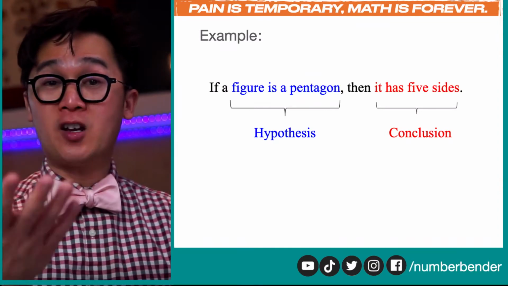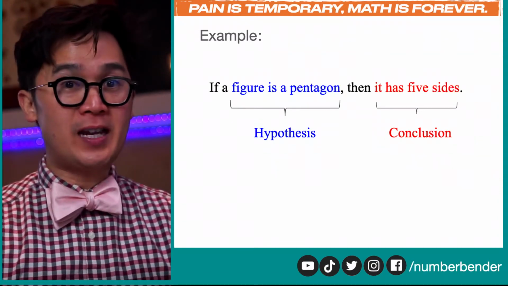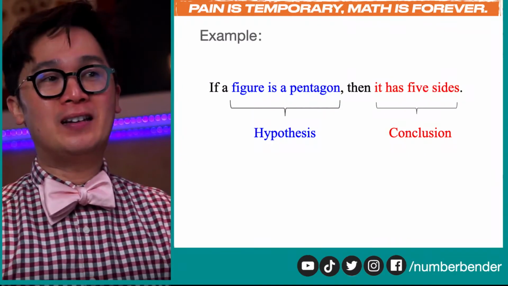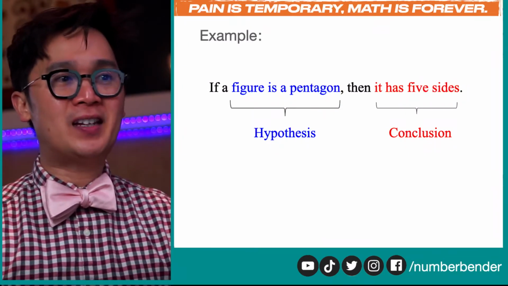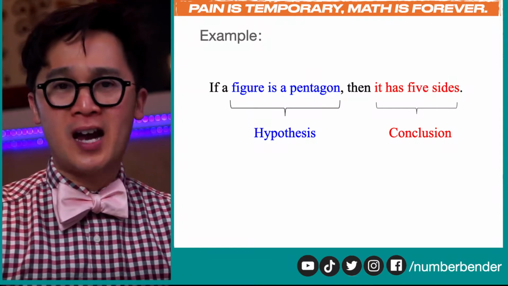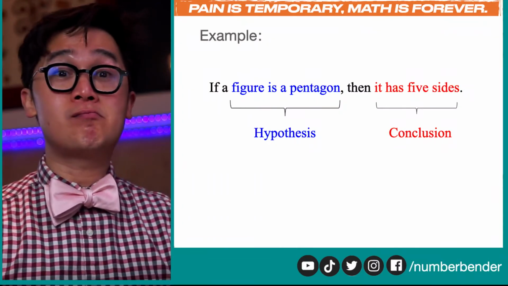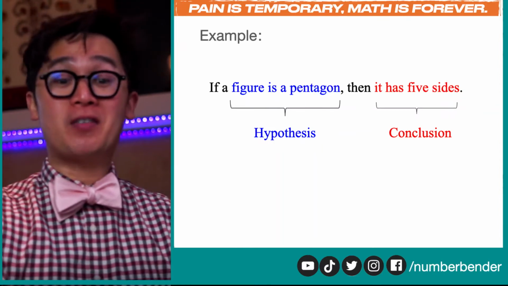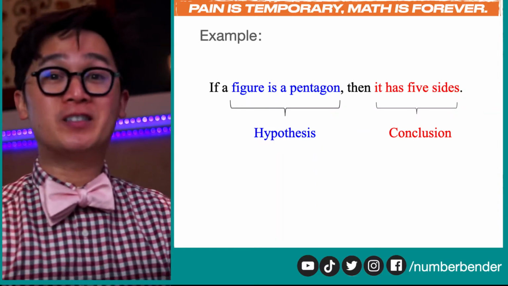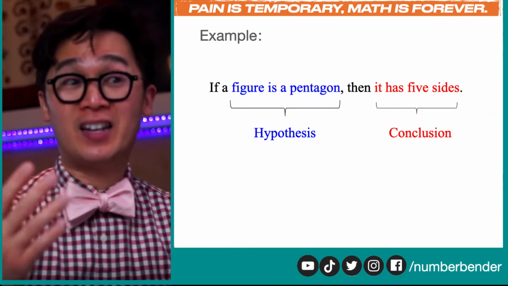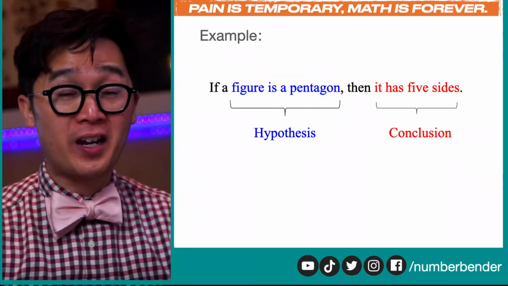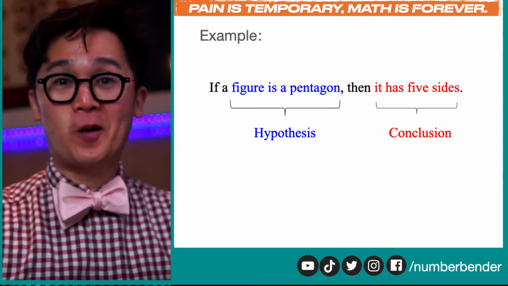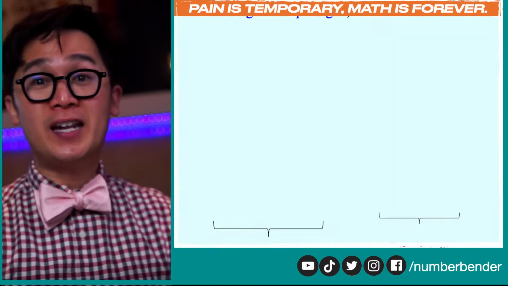If you can think of an example of a conditional statement, comment it down below and I'll give you another one. Let's say, if it's cloudy outside, then it could rain. We have the hypothesis, which is cloudy outside, and the conclusion is that it could possibly rain. That is how we understand or formulate a conditional statement.